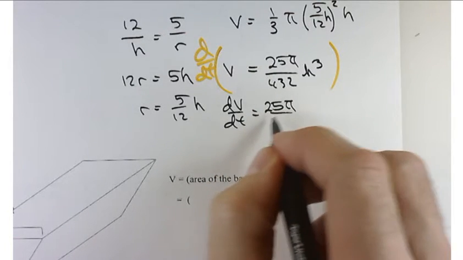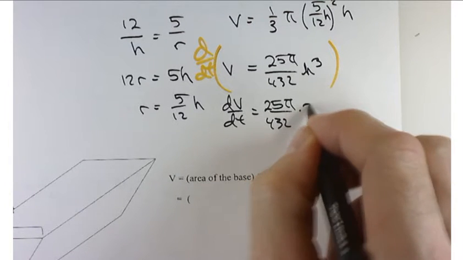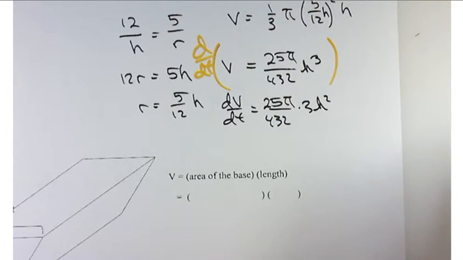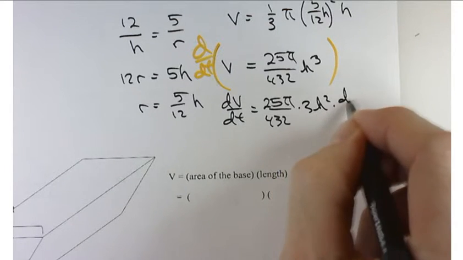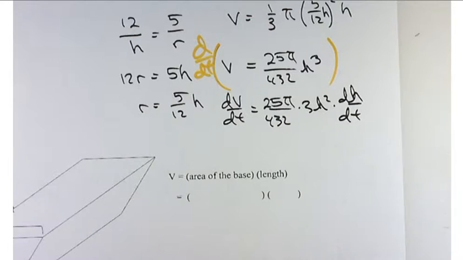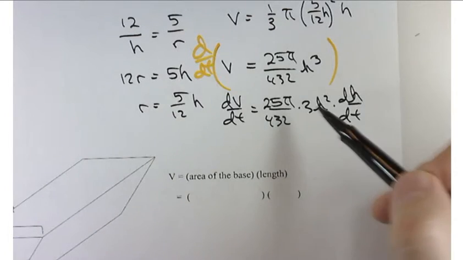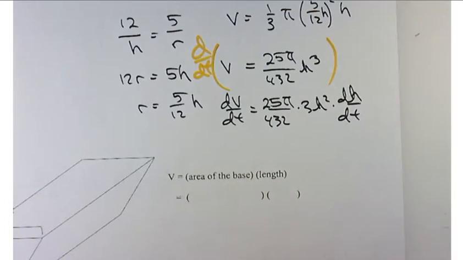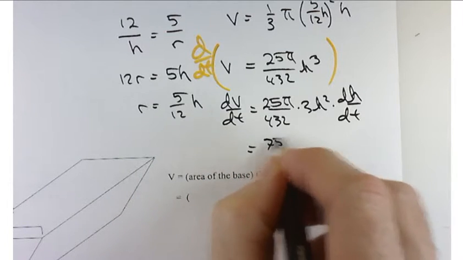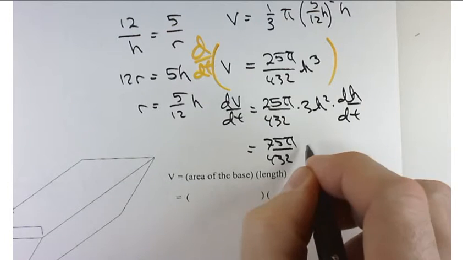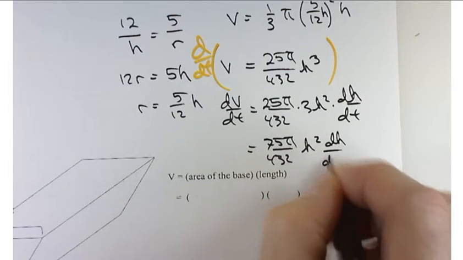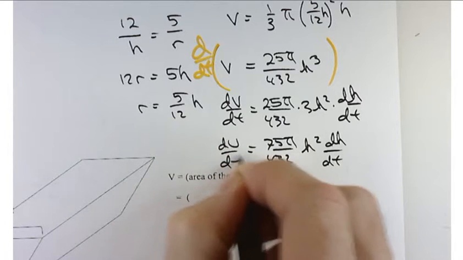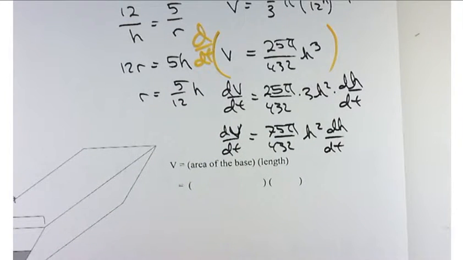25 pi over 432 times 3h squared. Is that enough? dh dt. If you want to write h prime, that's fine too. You know, most people don't do this. The 3 does cancel into here. Leaves you with 144. Most people multiply and get 75 pi. We'll do it that way. 75 pi over 432 h squared dh dt is dV by dt. We know h, and we know dV by dt. So let's finish solving here.